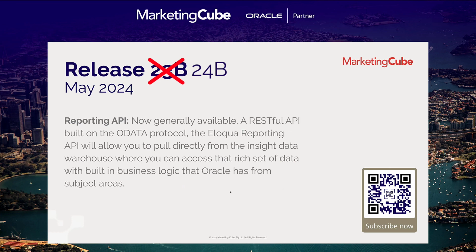I just realized I've been doing this all week. It says release 23B. I apologize. It's release 24B because obviously it's 2024, not 2023. Apologies. All right.